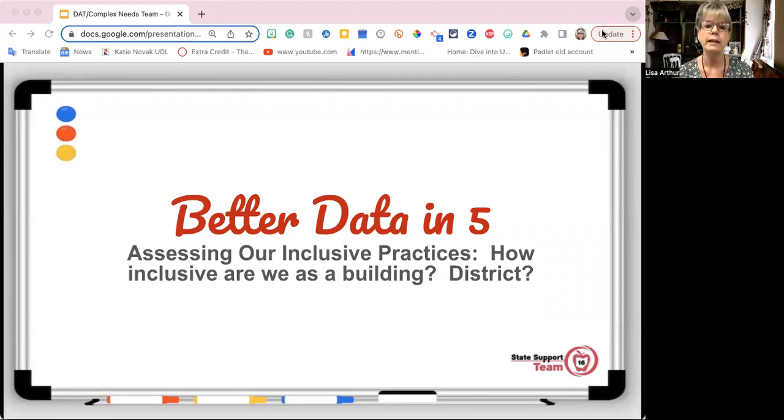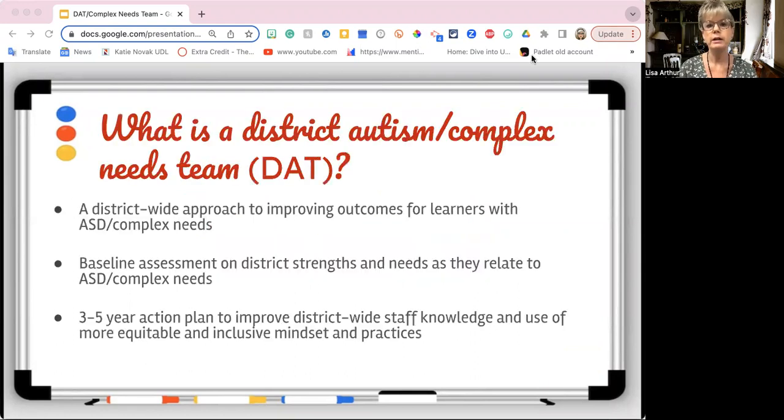Today we're going to be looking at assessing our inclusive practices: how inclusive is my building or my district overall. So we're going to start by talking a little bit about a district autism team. What is a district autism team? When I talk about a district autism team, I'm also referring to autism or students with more complex needs. We think about those students with higher support needs.